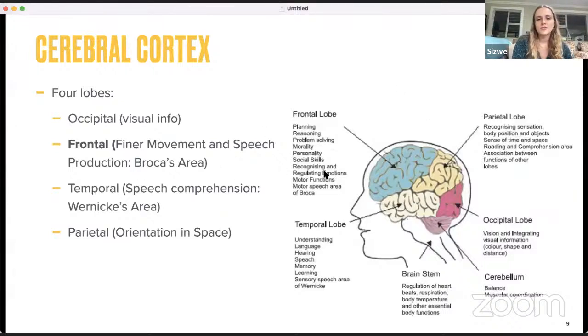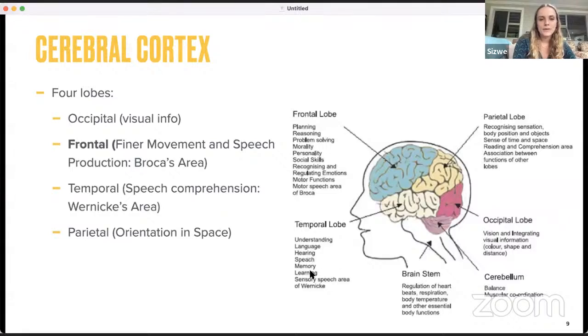Yes, okay, I've just done the frontal lobe and the occipital. The temporal lobe, this is now speech comprehension. We're going to talk about Broca's area and Wernicke's area in literally a split second. But basically comprehension, so understanding, language, hearing, speech. Oh, they spelled speech wrong. That's embarrassing. Memory, learning, sensory speech area of Wernicke.